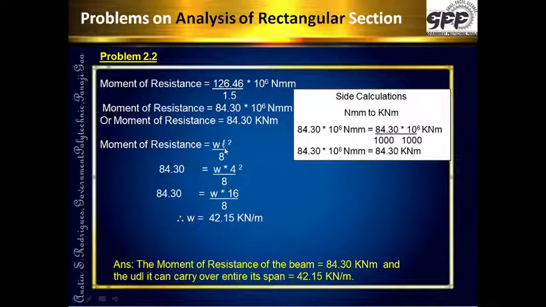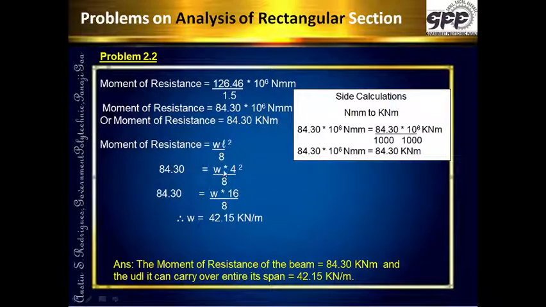So given this equation, 84.30 kilonewton meter, please note over here when we are using the moment of resistance, the units of this are kilonewton meter. So that's why W over here will be kilonewton per meter and L over here will be in meters, because this is in kilonewton meter.